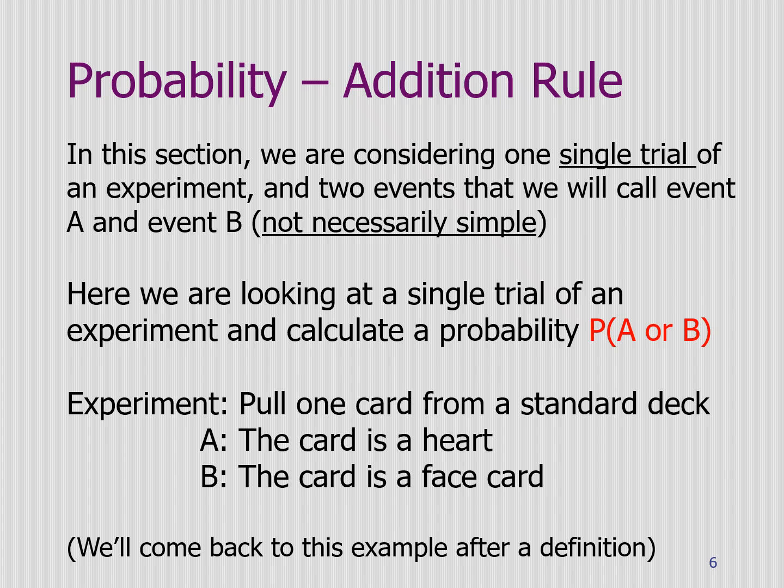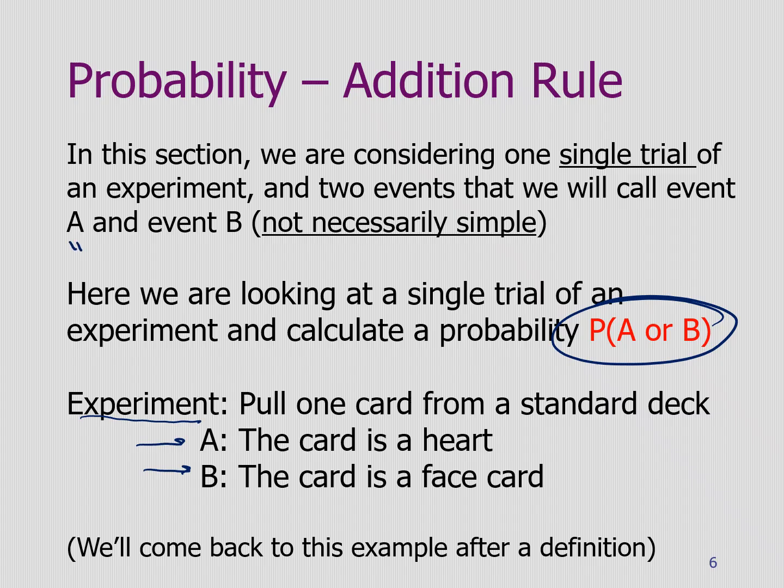So here's an example. Experiment. You have a deck of cards. You pull one card at random, right? And we can say, what is the probability that that card is either a heart or a face card? All right, so we have two events, event A and event B, and we're looking for the probability of A or B.